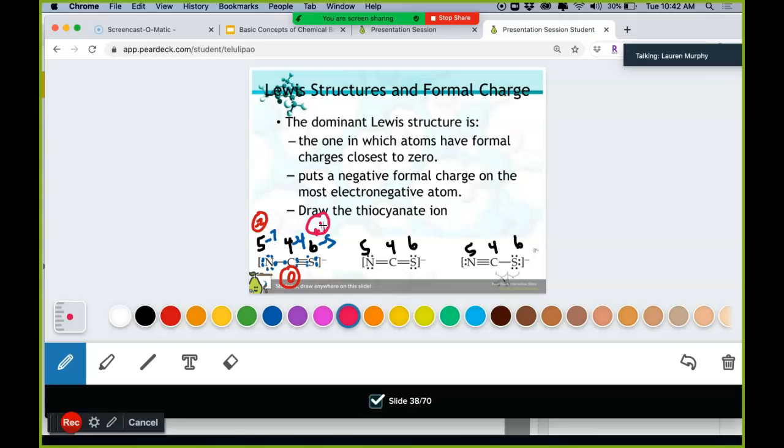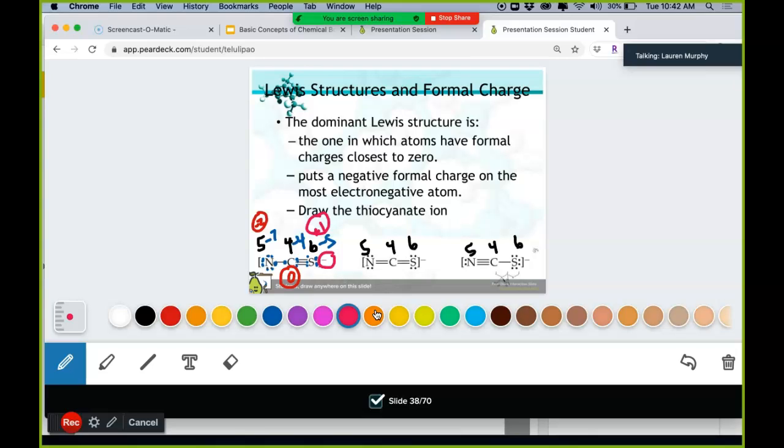Now, all of the formal charges better add up to the charge of the ion. So if it's -1, it better add up to -1. If it doesn't have a charge, it better add up to 0. If it has a positive charge, it better add up to positive, whatever. So what's -2 plus 1 and plus 0? -1. Okay, so this matches. So this is the formal charge on this structure.